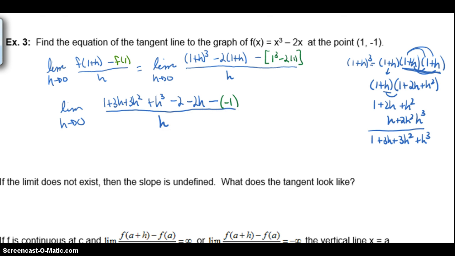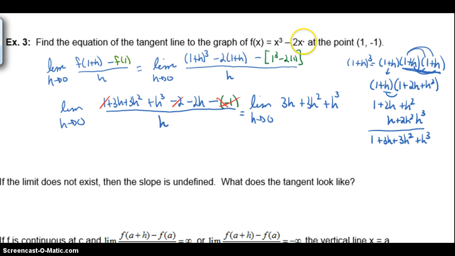Now we look to see who stays and who goes, like what cancels and what doesn't cancel. And it looks to me like these guys are going to make a positive 1. With this positive 1 makes a 2. We'll cancel with this negative 2. So all these constants are going to knock each other out. That should pretty much happen every time. And then we're going to end up with 3h plus 3h squared plus h cubed.